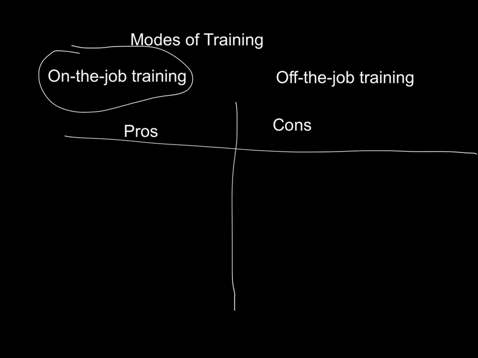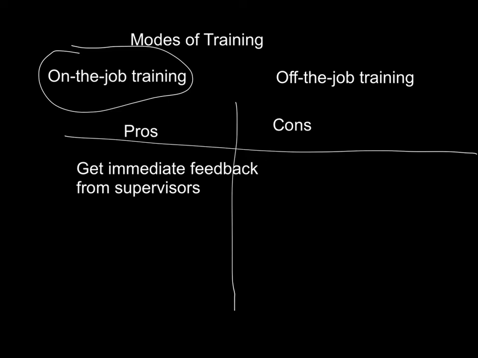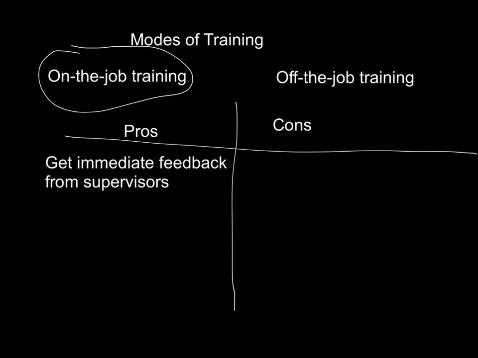So on the job, remember, this is where the worker is actually doing the work and learning at the same time. So the manager is actively viewing them at the same time. And so given that the manager is actually there at the same time as the worker is learning and doing the job, then the employees are getting immediate feedback from supervisors. So they're learning immediately. They're getting actual feedback as they work and learn at exactly the same time.